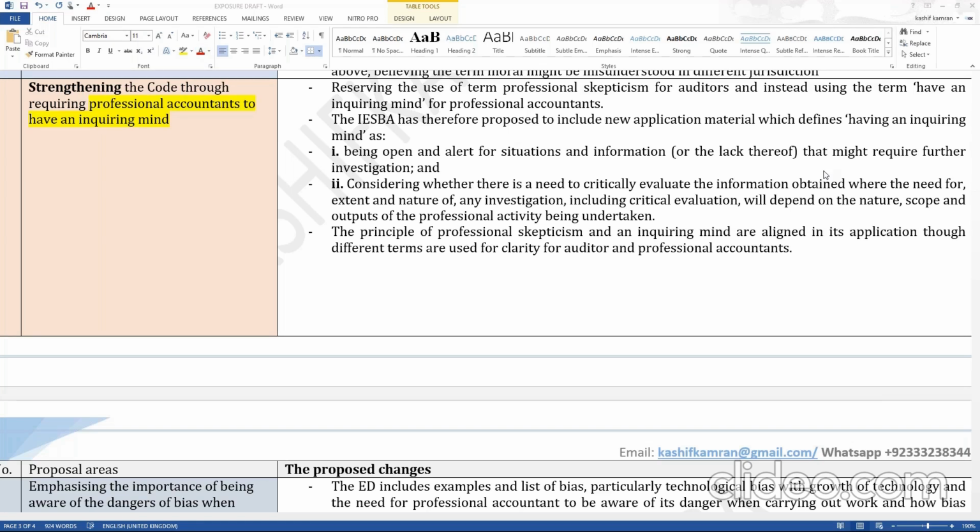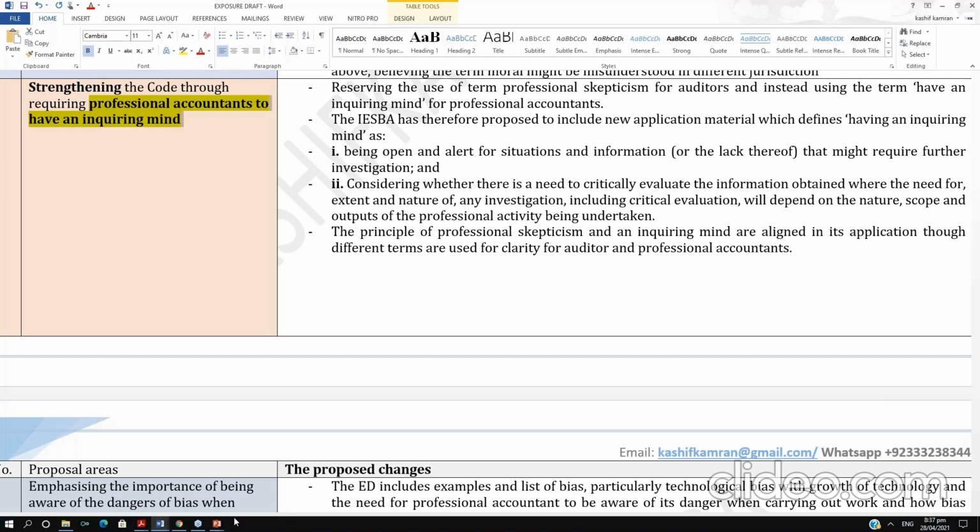I hope you all agree with me that in an AAA paper, we do use a terminology which is known as professional skepticism, right? But that terminology of professional skepticism is confined to the auditor. Now, the revised code of conduct is using a terminology of an inquiring mind, and this is being used for professional accountants, not for the auditor, right?